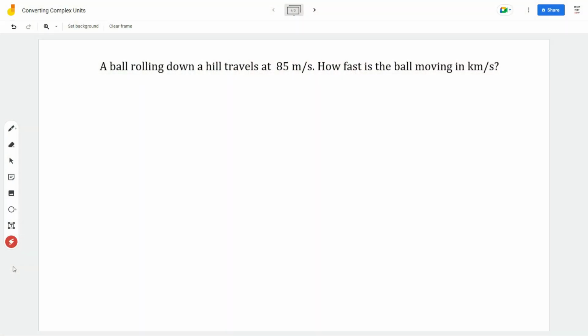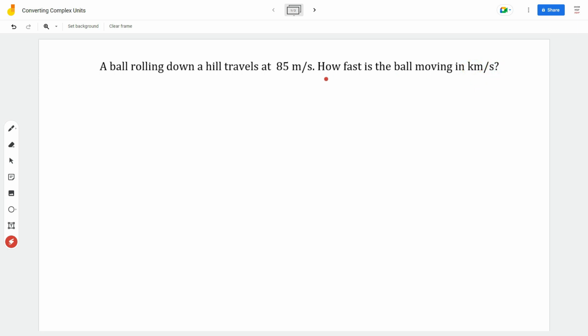Okay, let's take a look at our first problem for converting complex units. So the problem reads, a ball rolling down a hill travels at 85 meters per second. How fast is the ball moving in kilometers per second? Okay, so first let's identify this as a complex unit. We have meters divided by seconds. That's what makes this a complex unit. We have two units to deal with. And we want to convert, and we're still going to keep this complex unit. So again, we have kilometers now divided by seconds.